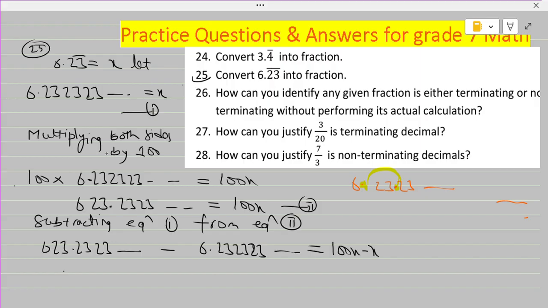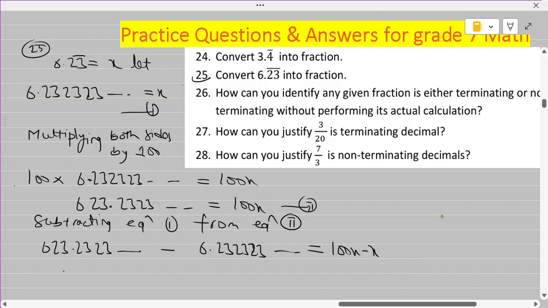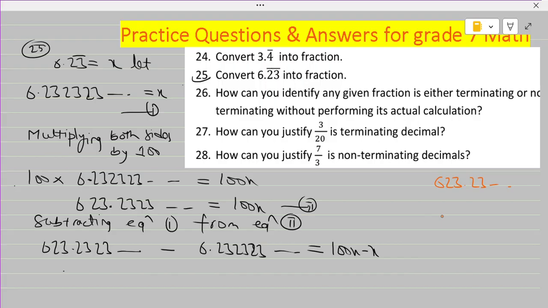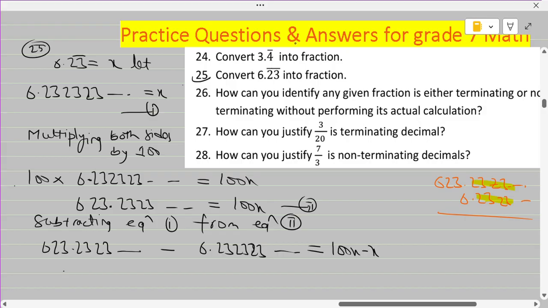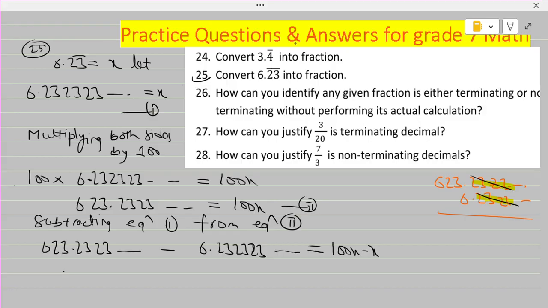So what you are going to get here, let's see this in the rough side, alright? From 623.2323 continuing, we are subtracting 6.2323..., okay? So this way we are subtracting. Here these two values after the decimal are the same, so they will get cancelled.